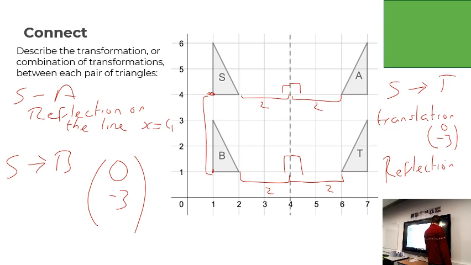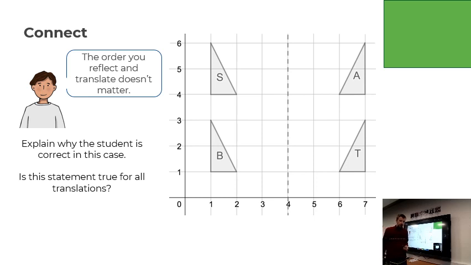on the line x is equal to 4. Okay, so pause the video and think why in this case the student is correct. This student said it doesn't matter whether you reflect or translate first.